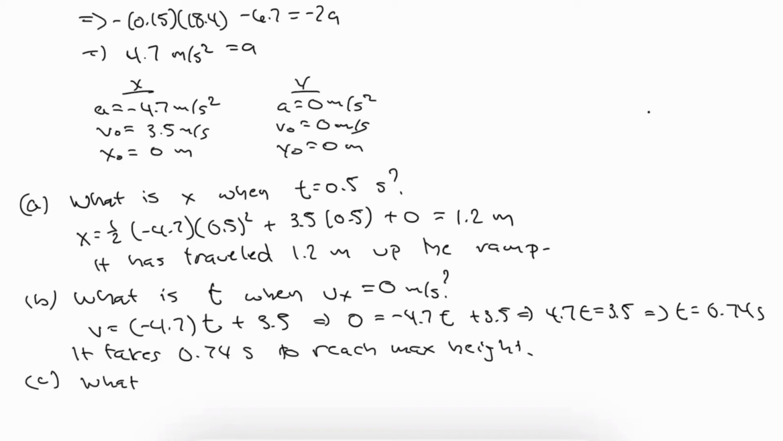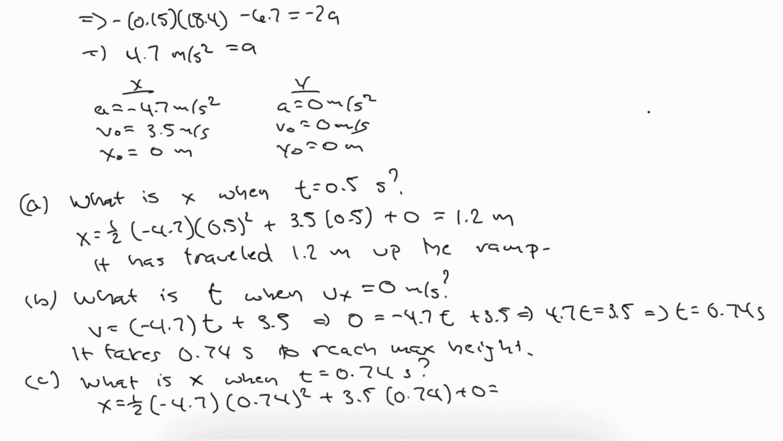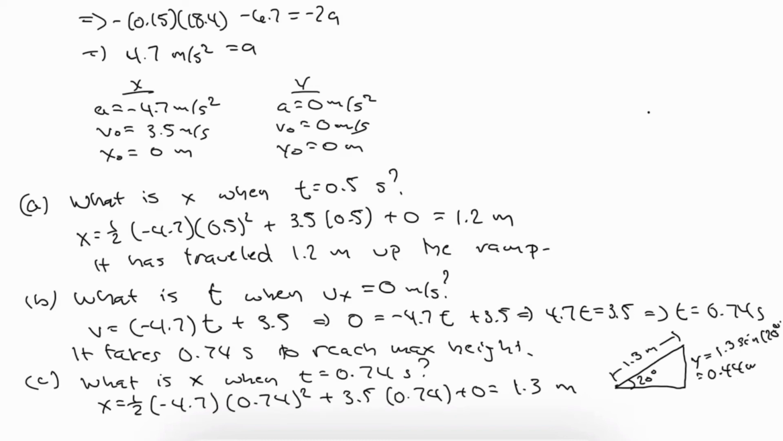And so what is x when t equals 0.74 seconds? Let's first find out how far it is along the ramp when it comes to a stop. We use our first kinematic equation, plug in our values, and we find that it's 1.3 meters along the ramp. A little bit of trigonometry allows us to find the value for y in this situation, and so let's just assume that its max height is what they were asking for, how high it is above the table, and in this case, it's 0.44 meters above the table.